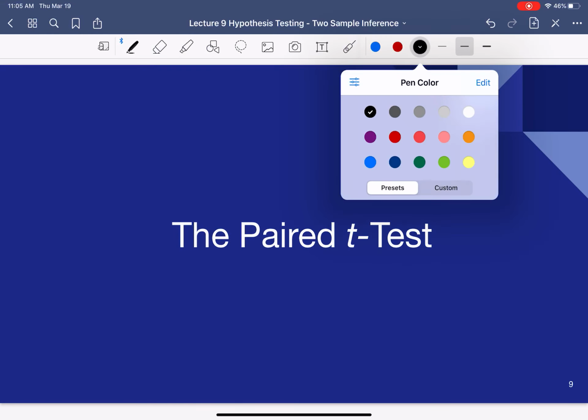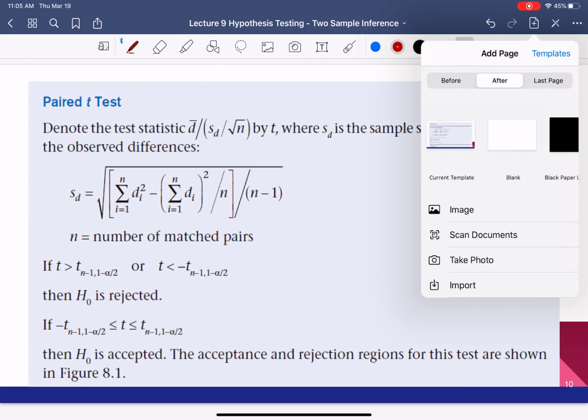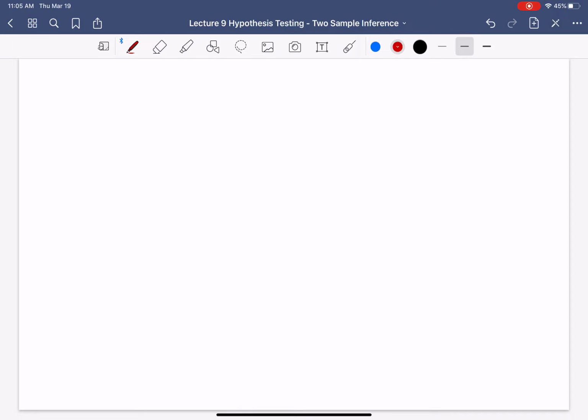So now let's talk about the first test, the paired t-test. Paired t-tests are commonly done for longitudinal studies. So what do we do in a paired t-test? We have baseline sample values and we have follow-up values. So for example, let's say these are the baseline values and these are the follow-up values. We calculate the difference in those values.